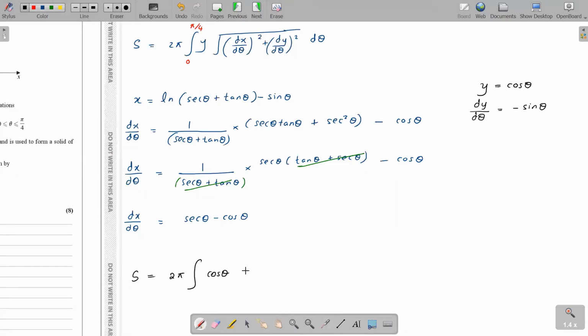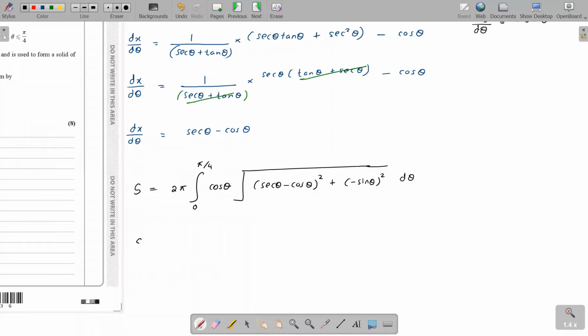Y is cos theta times root dx by d theta square is sec theta minus cos theta whole thing square. Dy by d theta is minus sin theta whole thing square. Okay, 0 to pi over 4 are your limits. And then zero to pi over 4 cos theta.